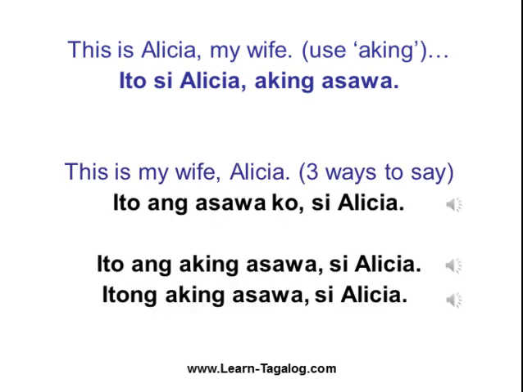Ito ang asawa ko, si Alicia. Let's listen to the native speaker. Okay, and the next one. Ito ang aking asawa, si Alicia. Listen to the native speaker. And the last one, we use ito and ang, and we put them together into itong. Okay? Itong aking asawa. Listen. Okay, you'll see that a lot, where the ang is combined with the preceding word.